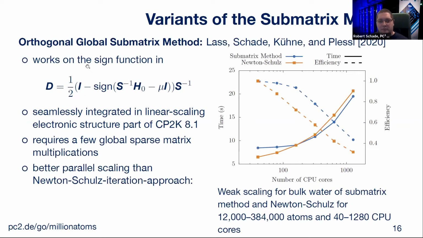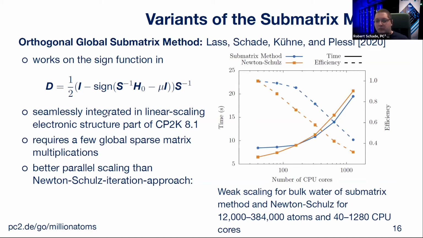This works by directly acting on the sign function here. So we basically first compute this term here in the bracket, which is a matrix, and then only apply the submatrix method here to the sign function. That's orthogonal in the sense that here in the back, that's basically the orthogonalized matrix.